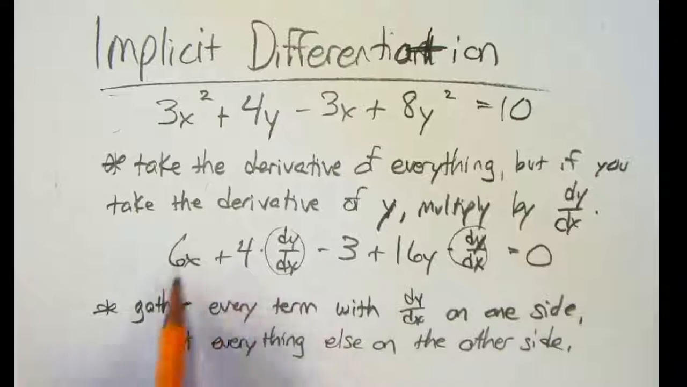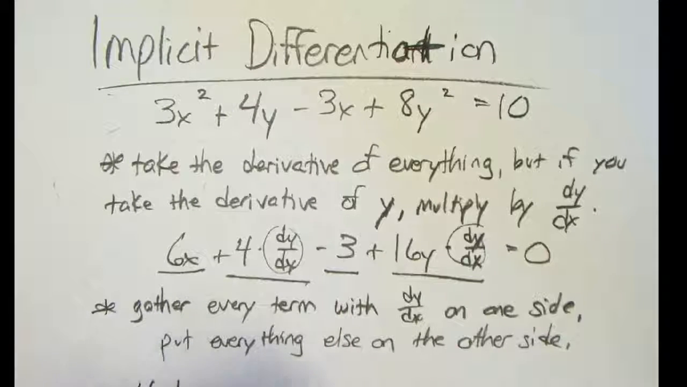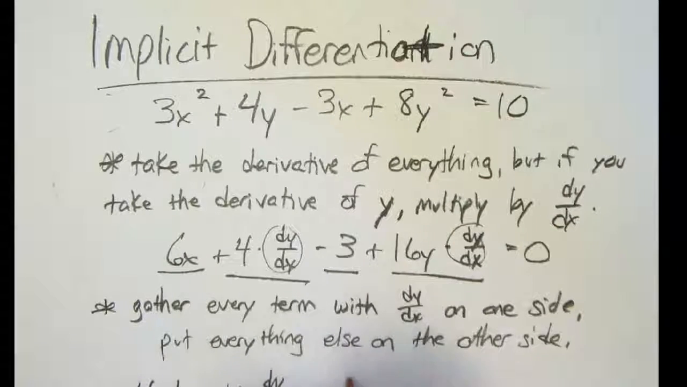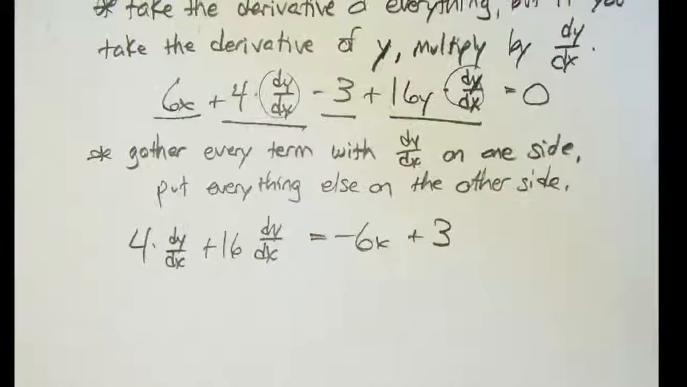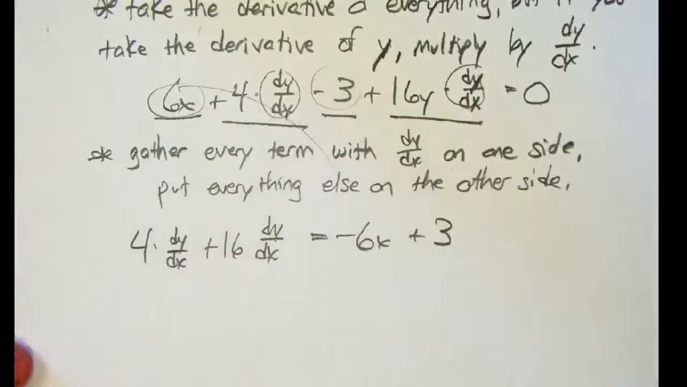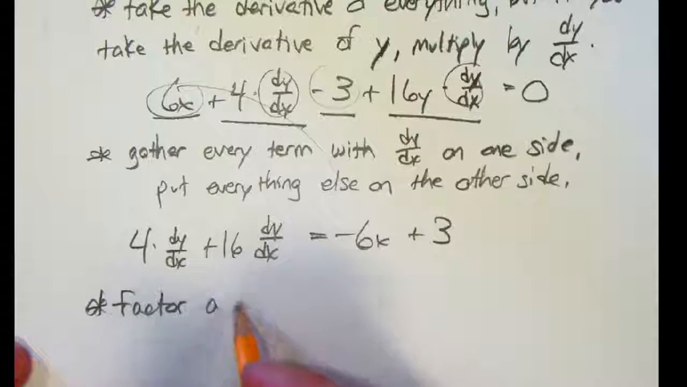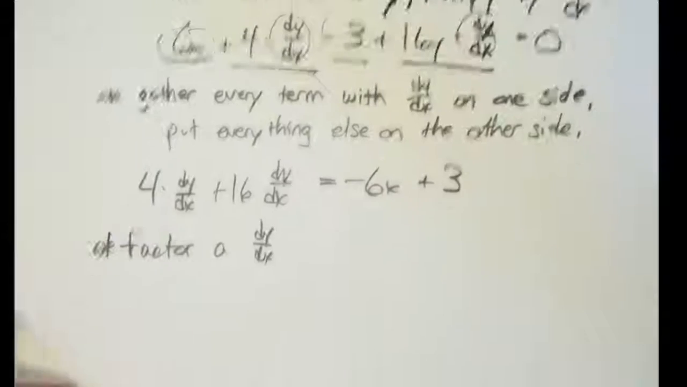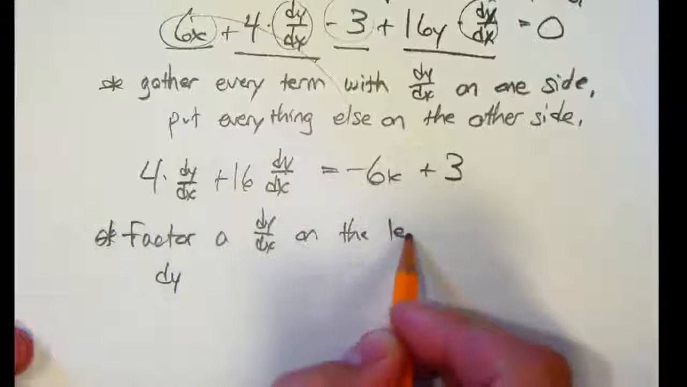So if I did that, I've got 1, 2, 3, 4 terms. The two that have a dy dx are going to stay over here. The two that don't are going to move to the other side, but they become opposite, because when you cross the equal sign, you have to change the sign. I'm subtracting this one, so it ends up negative. I'm adding this one, so it ends up positive. Then you're going to factor out a dy dx on the left only. There isn't one on the right, but just to make sure.